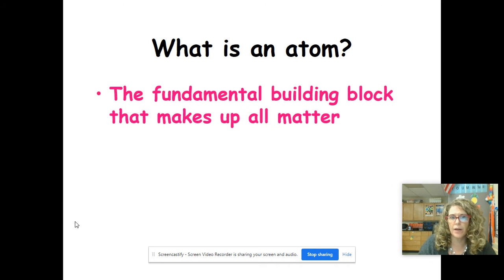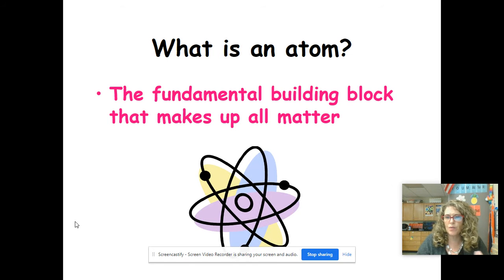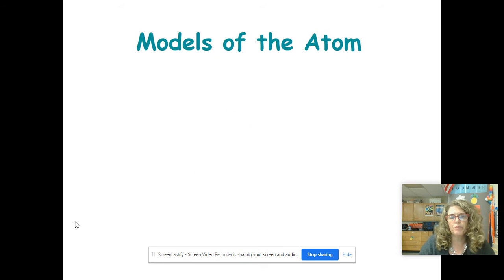So what is an atom? An atom is the fundamental building block that makes up all matter. So all matter consists of atoms, right? And that's a symbol that we've seen, Big Bang Theory, other things, right? That's kind of how we've symbolized chemistry and matter. So that is a model of an atom.